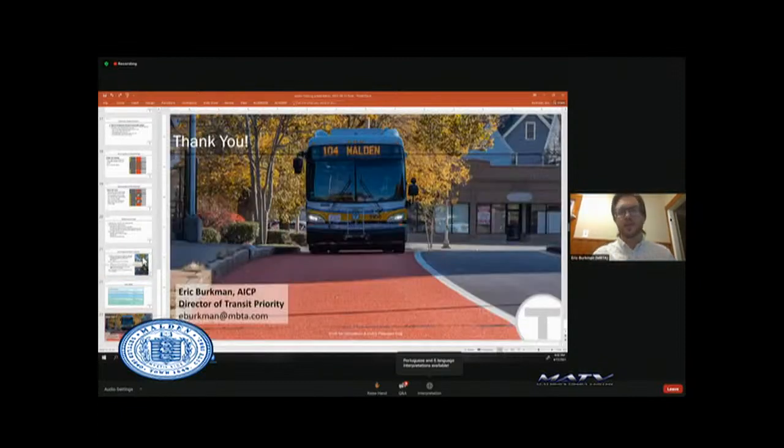I know that was a lot of information. It was pretty quick. This is a beautiful photo of the Florence Street bus lane. And that's my email address. If you want to contact me or have any other questions, feel free, and I will give my time back. Sorry, it was a little longer than I thought. So thank you, Eric. Okay, would you take your screen share down, please?